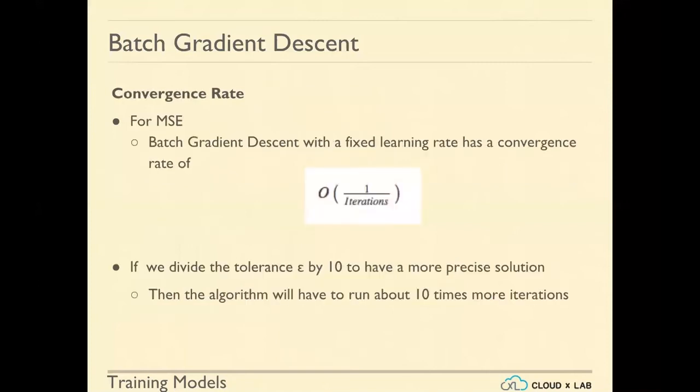All right, so the convergence rate for mean square error, how fast it's going to converge, is inversely proportional to the number of iterations. If you have more iterations, the error will be low. If you have too many iterations, the error is going to be low. If you have too few iterations, the error is going to be high, right?